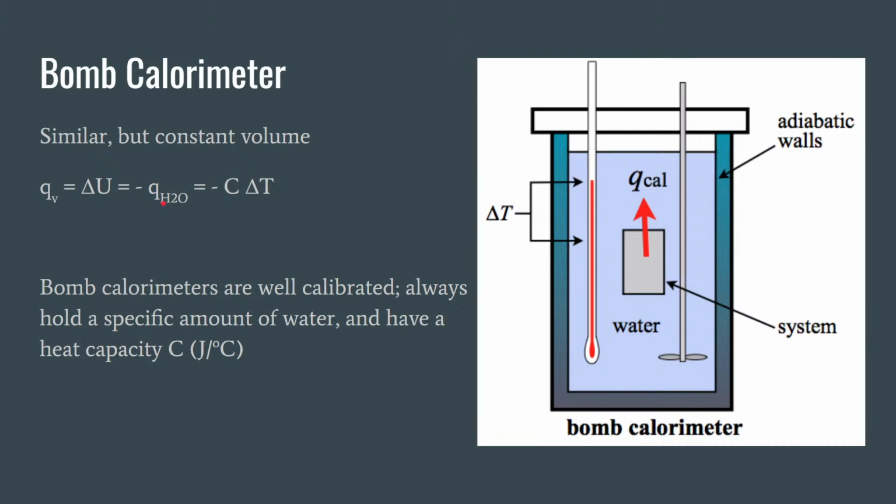Because these things are specially made, they always have a particular amount of water in them. They're very well calibrated. They're excellent pieces of equipment. So instead of being MC delta T, it's just C delta T. The calorimeter itself has a very well known, very well measured heat capacity. And it always uses a certain amount of water, and thus the heat capacity will always be this value C. So we don't have to worry about mass for a bomb calorimeter. It's just C delta T. And that heat capacity is measured in joules per degree Celsius, not joules per gram degree Celsius.